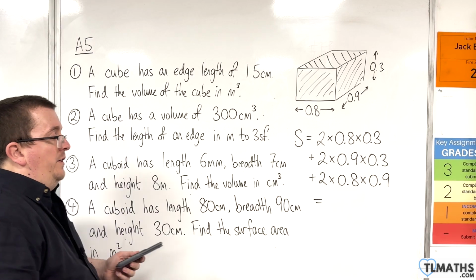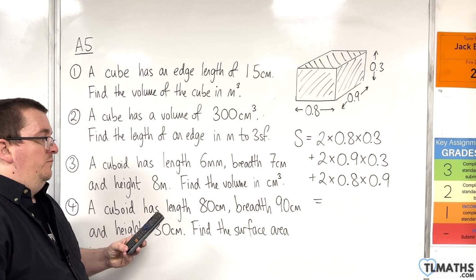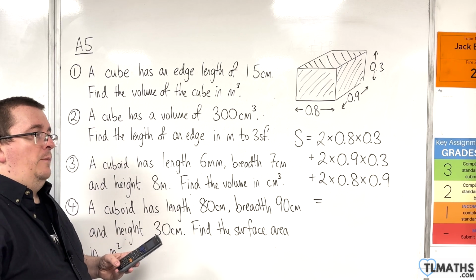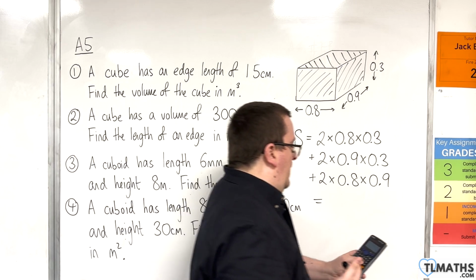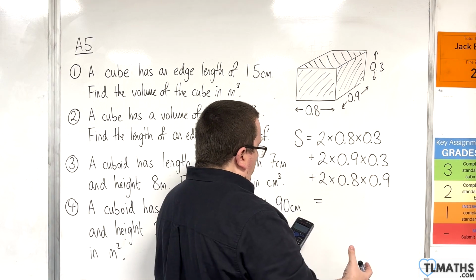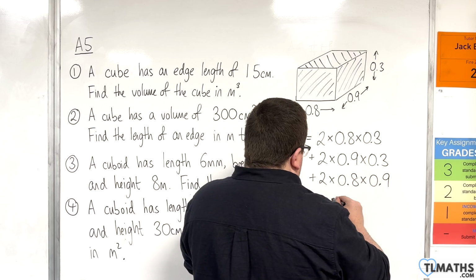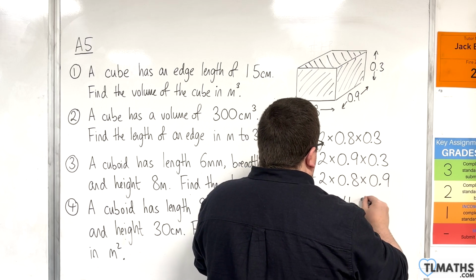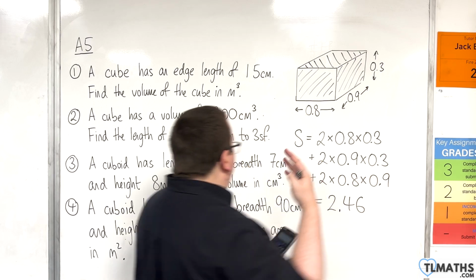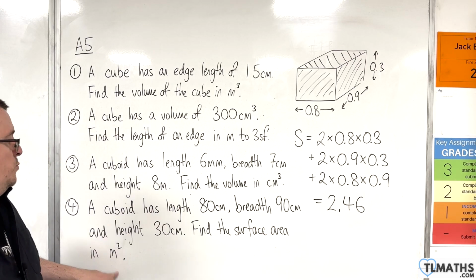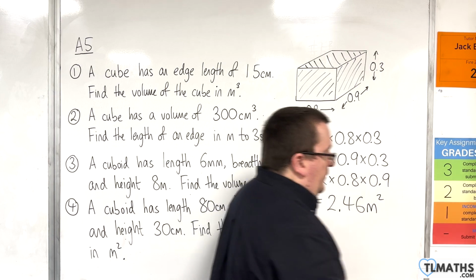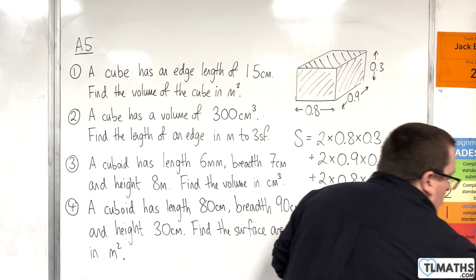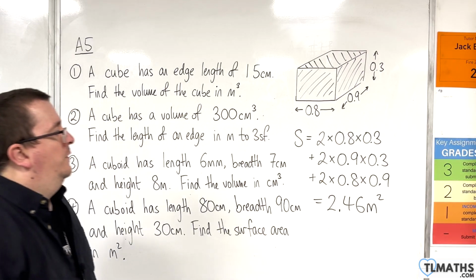Now, if you're wondering, why am I not doing that by hand? You can do this by hand. It'd probably be good practice to do that by hand. But I don't really have enough board space, otherwise I would do it. And that's 2.46. And now we need to get the units right. It's in square metres here. So square metres. So that is the surface area of the cuboid.